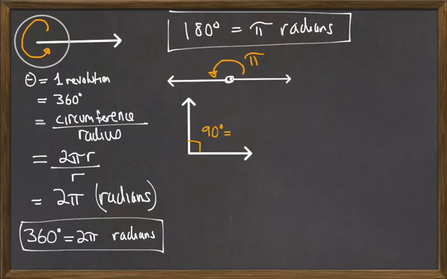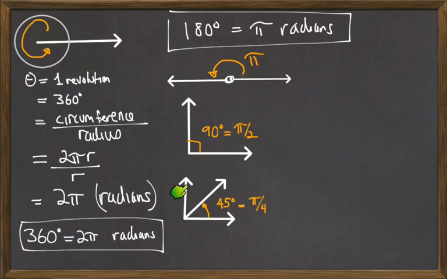If I cut that in half again, I get a 90-degree angle, so 90 degrees must be half of that, pi over 2. And if I cut that in half, I'll get a 45-degree angle, which must be pi over 4. Again, in radians, notice I'm not writing any units over here when I talk about the radian measure of the angle, but I must do it here to indicate degrees.